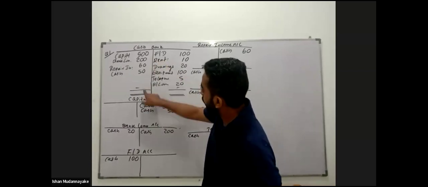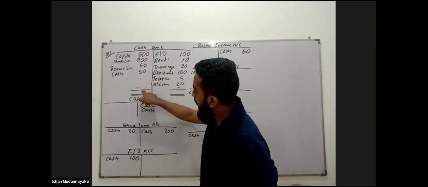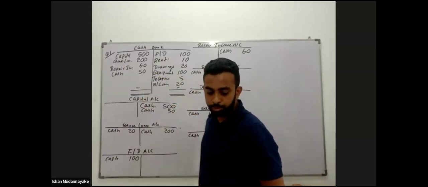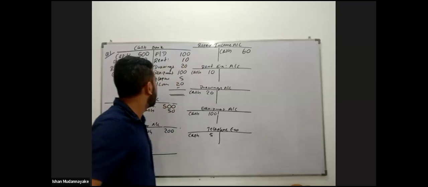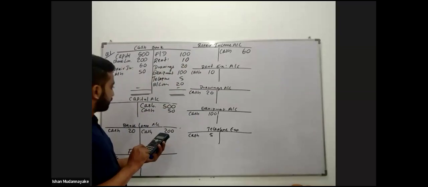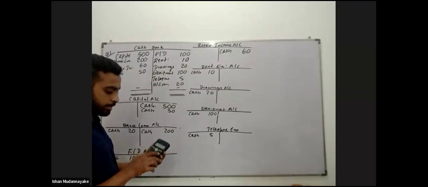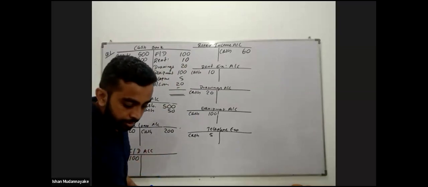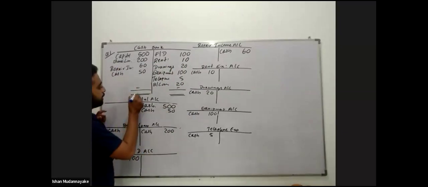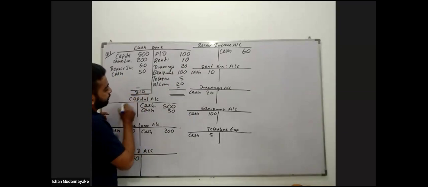Then take the total to this row. Right. How much is the debit side total amount in the cash book? 810. The debit side total amount is 810.